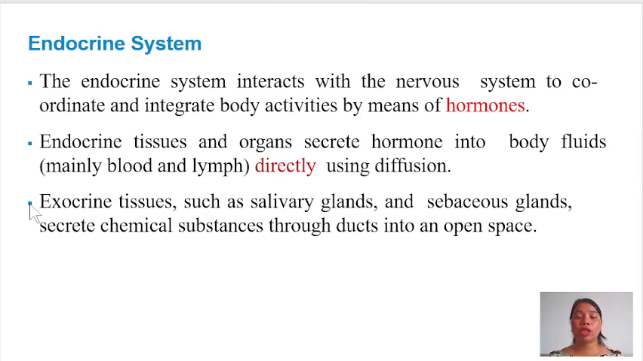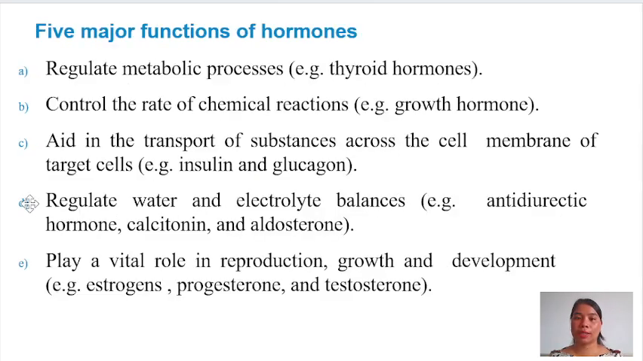So endocrine tissues and organs secrete hormones into the body fluids, mainly the blood and the lymph, like I said, directly by using diffusion. Exocrine tissues such as the salivary gland and sebaceous glands secrete chemical messengers into the ducts, through the ducts into the open spaces.